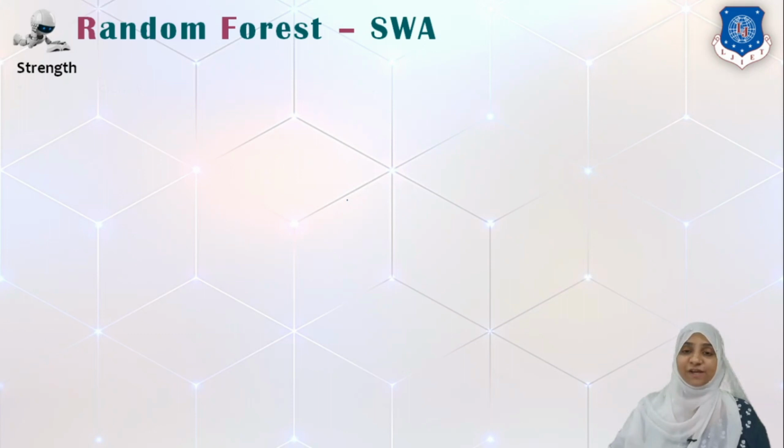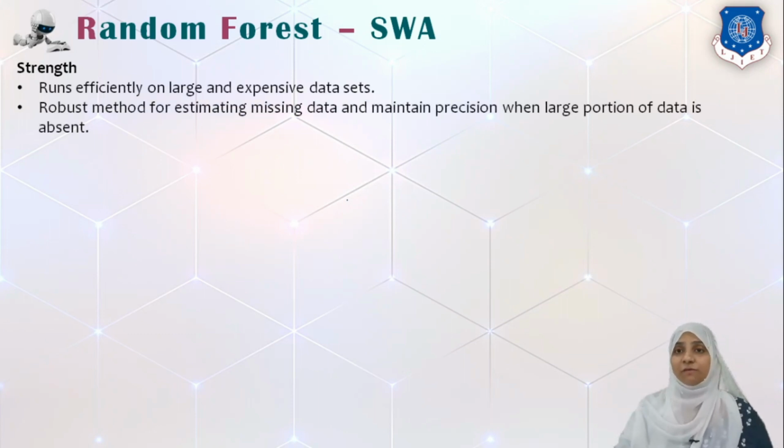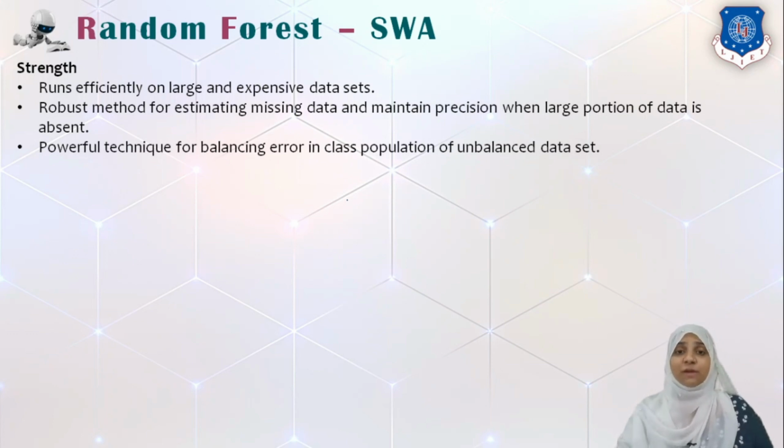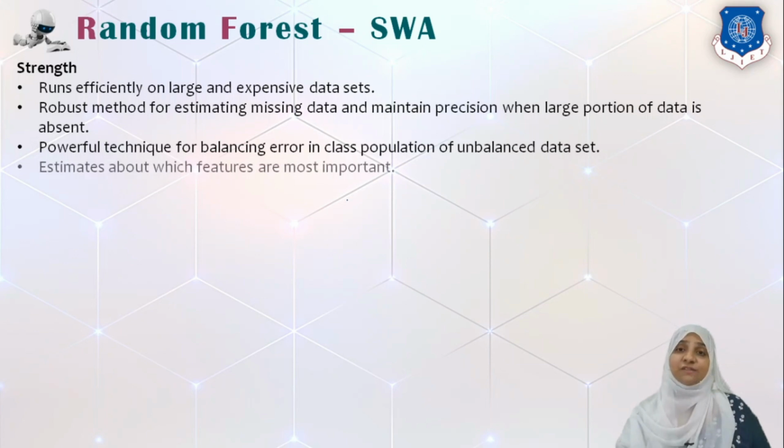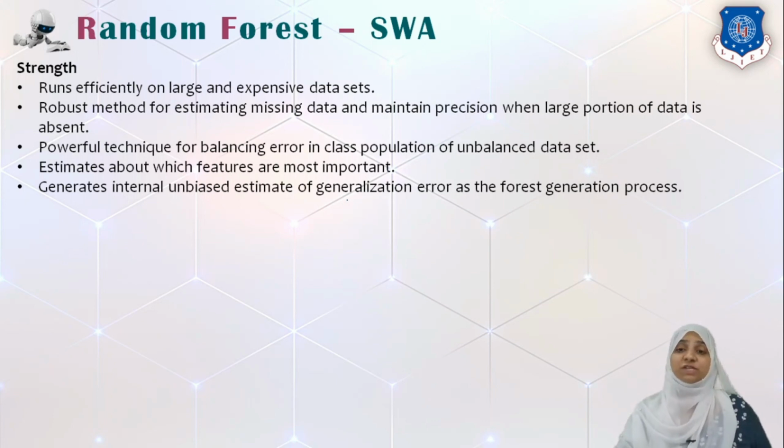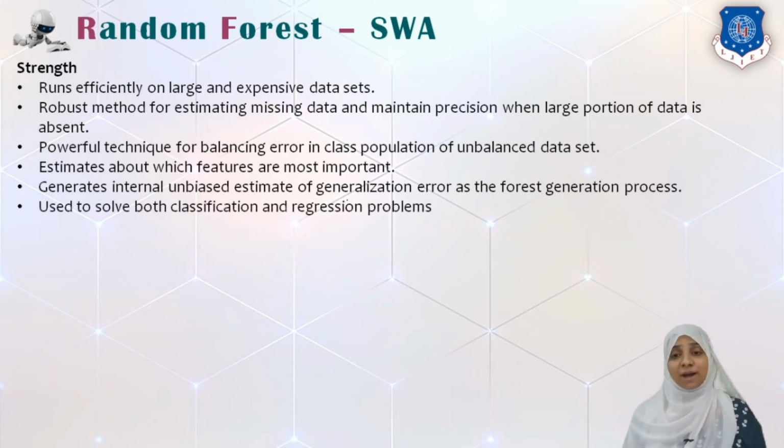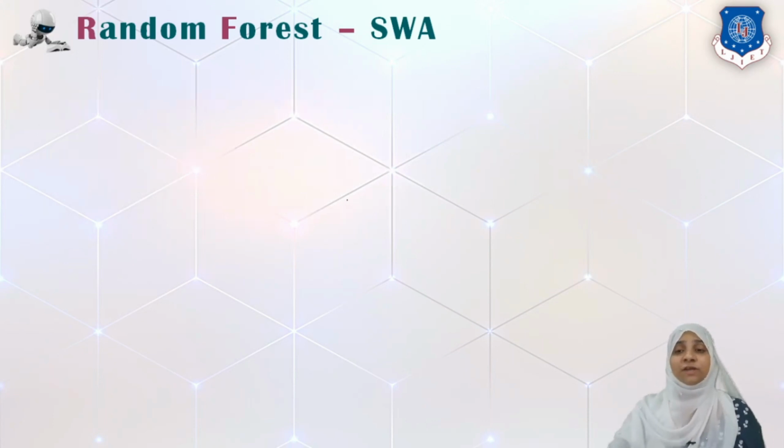Let us discuss strengths, weaknesses and applications of random forest. The strength of random forest is that it runs very efficiently on large and expansive data sets having a larger number of attributes. It is a robust method for estimating missing data, and it maintains precision even when a large portion of data is absent. That means we can use random forest even if a majority of your data is missing. It is one of the powerful techniques for balancing error in class populations of unbalanced data. It estimates which features are most important, since it makes use of decision trees, hence entropy and information gain. It also generates an internal unbiased estimate of generalization error as the forest generation progresses. And this method works very well for classification as well as regression problems.